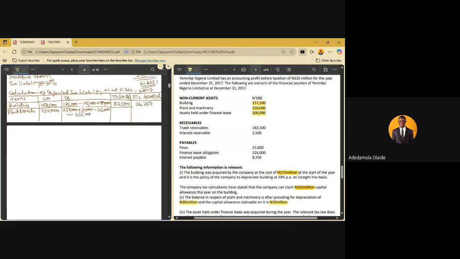So that will give us 255,000. And the temporary difference will be what? 5,000 negative, which shows it is a deductible temporary difference. And that will result into a deferred tax asset. And the deferred tax asset will be 1,500. Put it in negative.